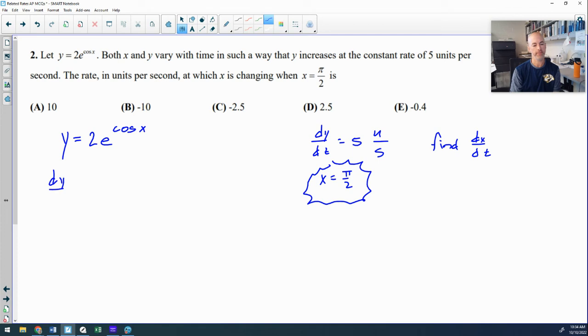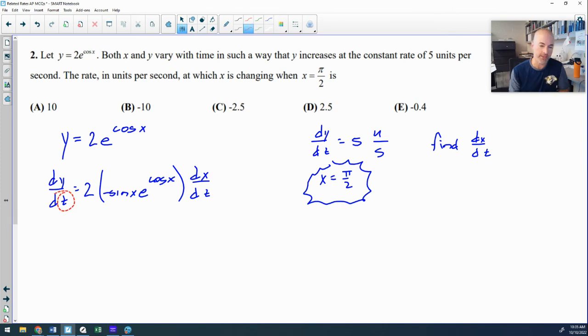dy dt is going to be the derivative of 2e to the cosine x. I'm not going to worry about that 2. Derivative of e to the cosine x is e to the cosine x times the derivative of cosine x, which is negative sine x. And I like to stick that in front of the exponential function. Now, don't forget, I almost forgot this. We need to multiply by dx dt as well, because I did do the derivative of an x term. However, we are differentiating with respect to x.